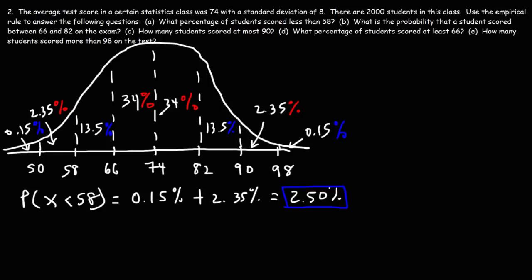Now, what about part B? What is the probability that a student scored between 66 and 82 on the exam? Perhaps that question should have been phrased better. Let's say if you randomly selected a student in this class, what is the probability that the student selected would have scored between 66 and 82 on the exam? What would you say? So using a chart, we could find the answer.